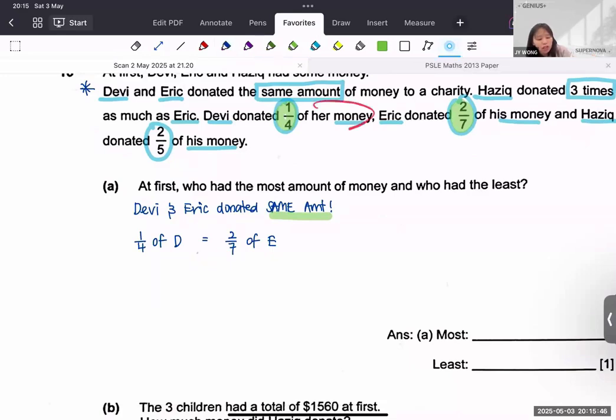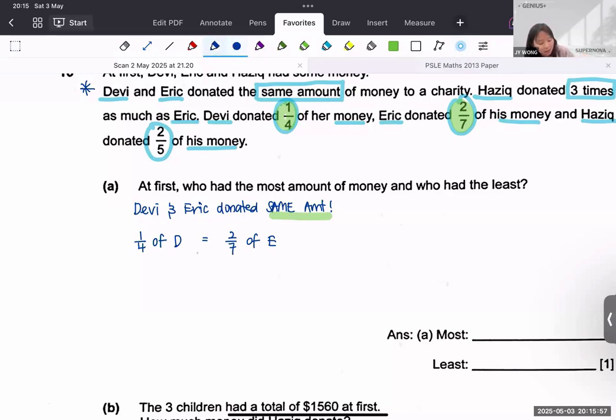However, in this question, the denominator cannot be the same, because they say each had some money. They didn't say that Devi and Eric had the same amount of money at first. They say that they donated the same amount of money. So this is what we call equal numerator, because only a part of the money is equal, which is the numerator. I times 2, then this will give me 2/8 of Devi is equal to 2/7 of Eric.